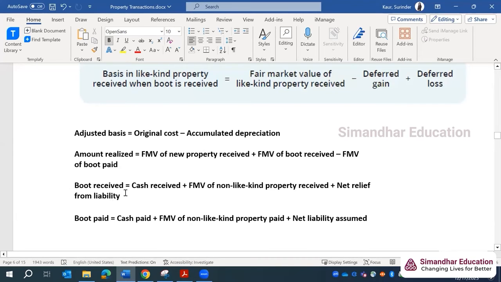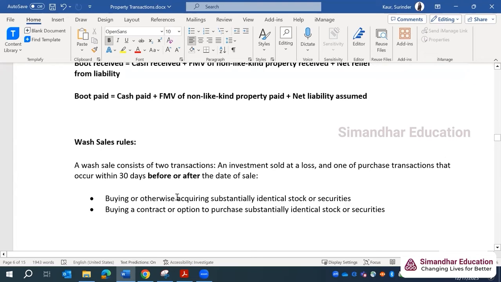There can be boot received and boot paid. So it's not necessary that you will always be receiving cash or someone else will be taking care of your liabilities, or someone else is going to give you a property which is not a like-kind exchange. It can be a vice versa situation as well. All right.